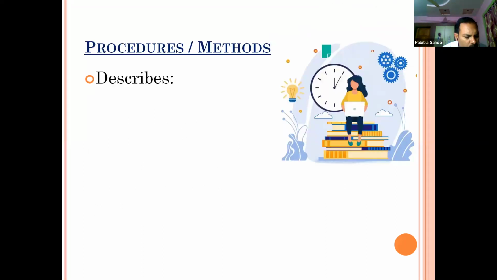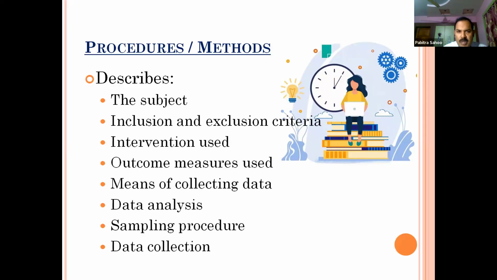The next portion is the procedure or methods. This describes the place where you are carrying out the study, and the duration of the study, the starting and ending of the study. Then about the subjects. Subjects means those on which you are going to do research. Subjects are selected as per your set inclusion criteria, and some subjects may be required to be excluded, those who meet your exclusion criteria.